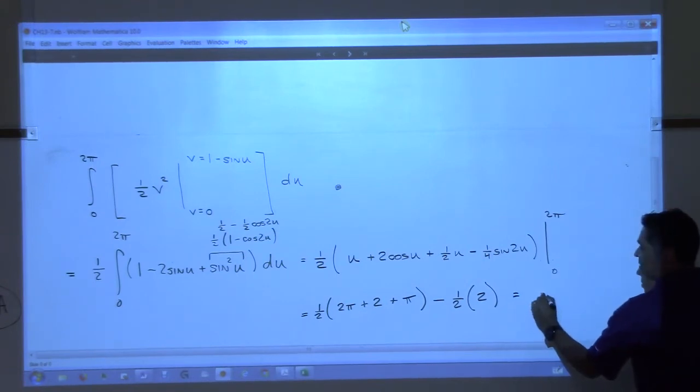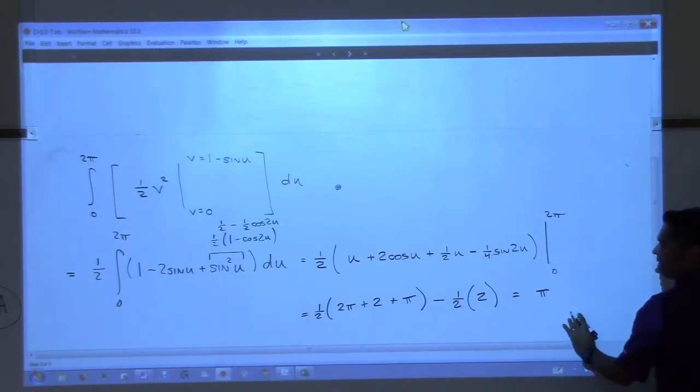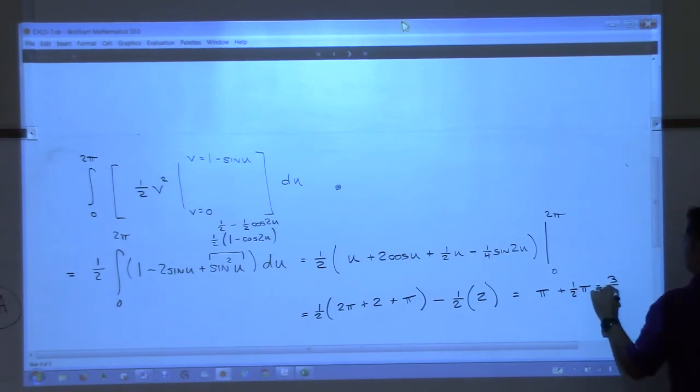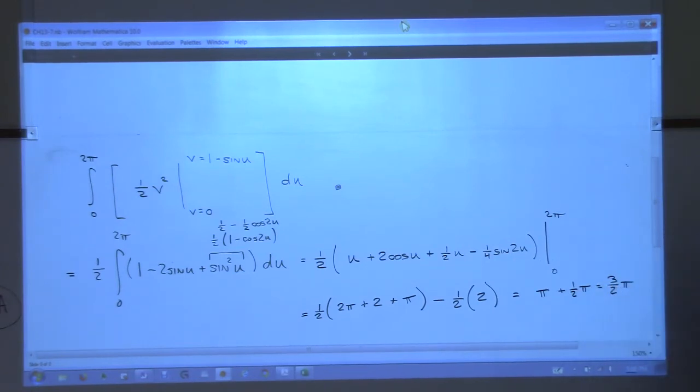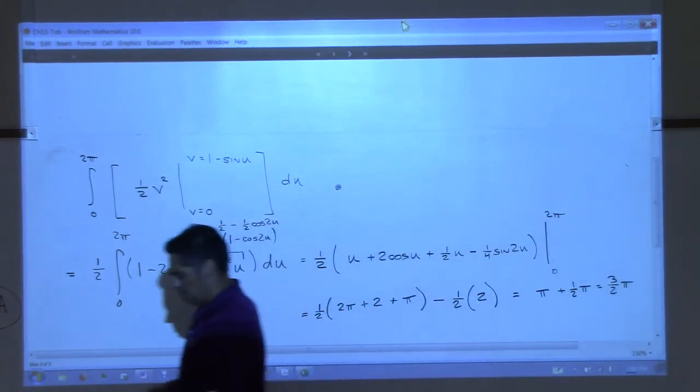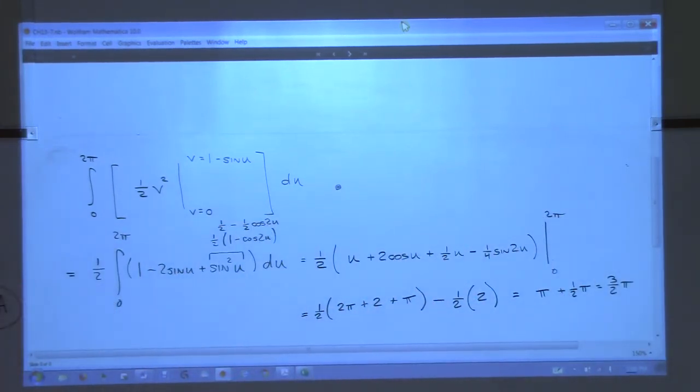I'm going to check my answer on the computer here. Pi plus 1, we have minus 1 plus half pi. 3 pi over 2. 3/2 pi. I'm going to check that. We're not done. This is just the second surface, yeah. Yep. But I'm just going to check it.